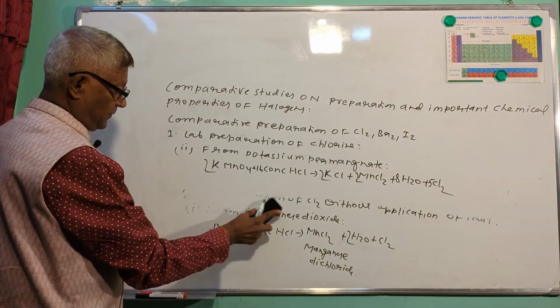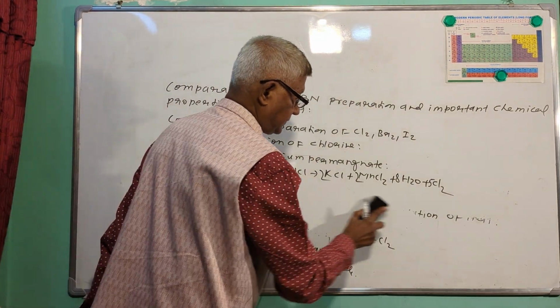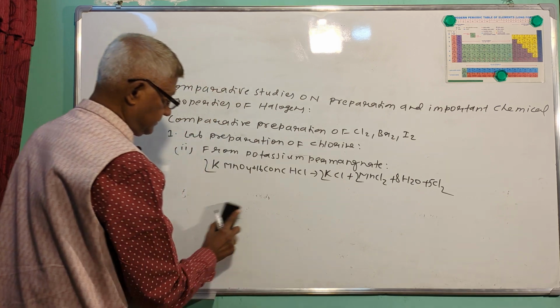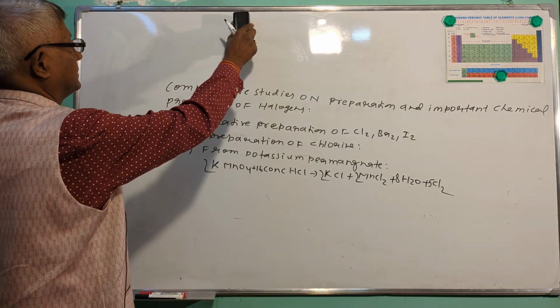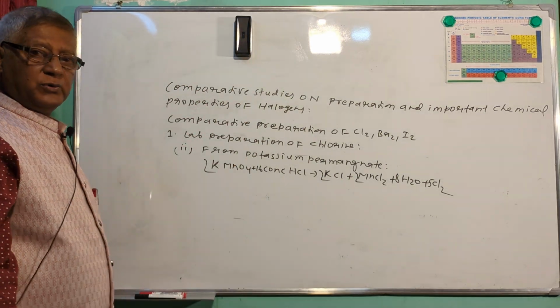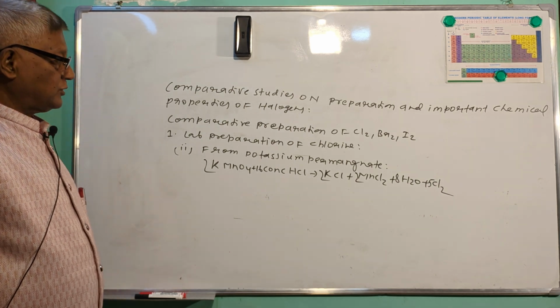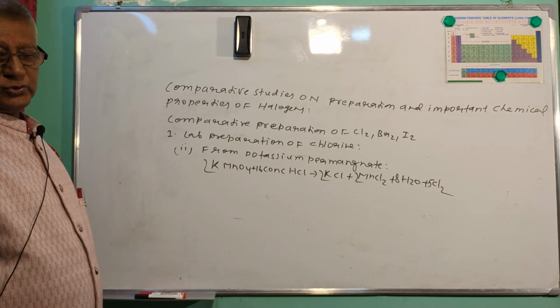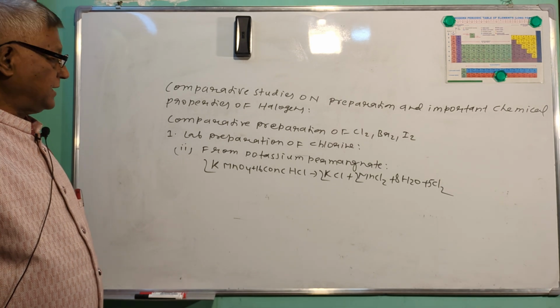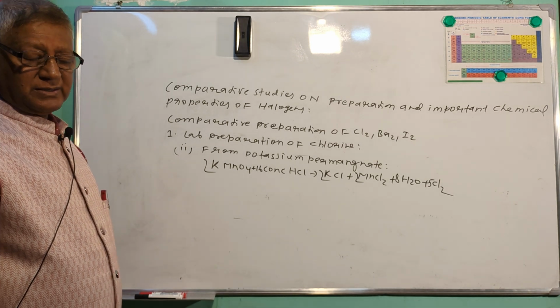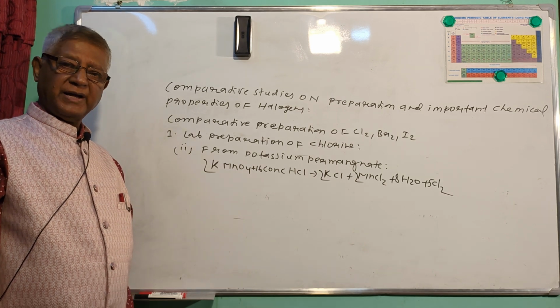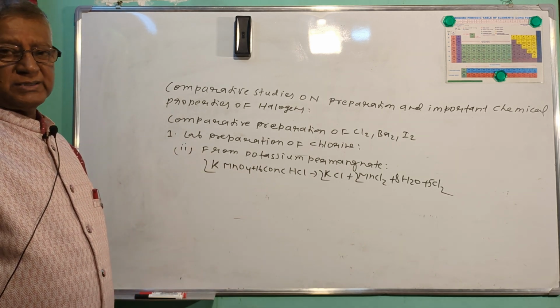So we can prepare chlorine gas in the lab by 2 methods. First one is by application of heat, NaCl, MnO2 plus conc. sulfuric acid. Next one is without application of heat. So 2 compounds we can use over here. One is manganese dioxide that reacts with conc. HCl and what we get? Manganese chloride, water and Cl2.